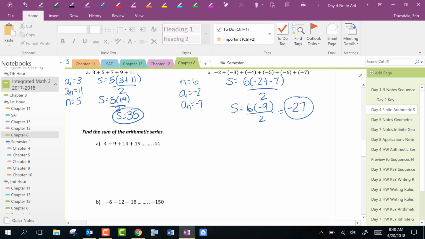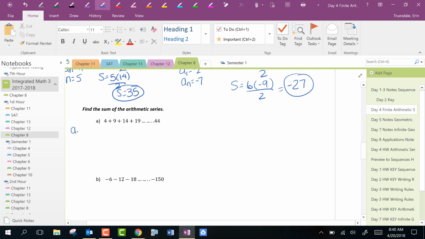Okay, so what happens when I'm not given one of those things? Because, of course, that's how it worked at the beginning of the chapter. We kept taking things away, and that's the same thing here. So, again, I need A1, I need An, and I need n in order to plug into the formula. And sometimes I'm not given all those things.